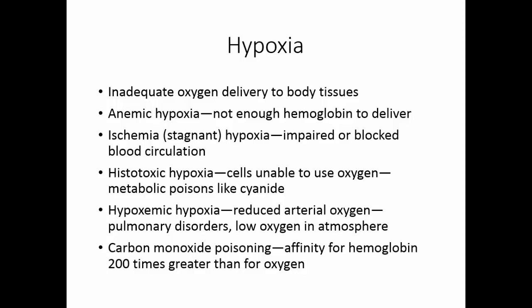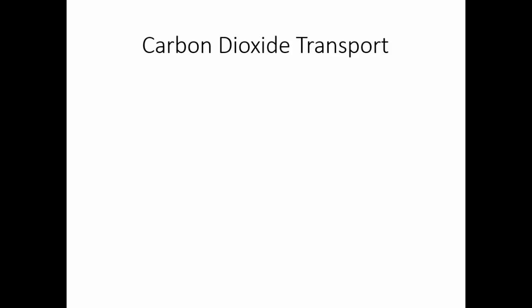All of the hypoxias tend to lead to cyanosis because of the poor oxygenation of the tissues. The exception is carbon monoxide poisoning. Carbon monoxide poisoning makes the blood a bright, bright cherry red, so people who have carbon monoxide poisoning tend to be bright pink. Carbon dioxide is transported in the blood a little differently.